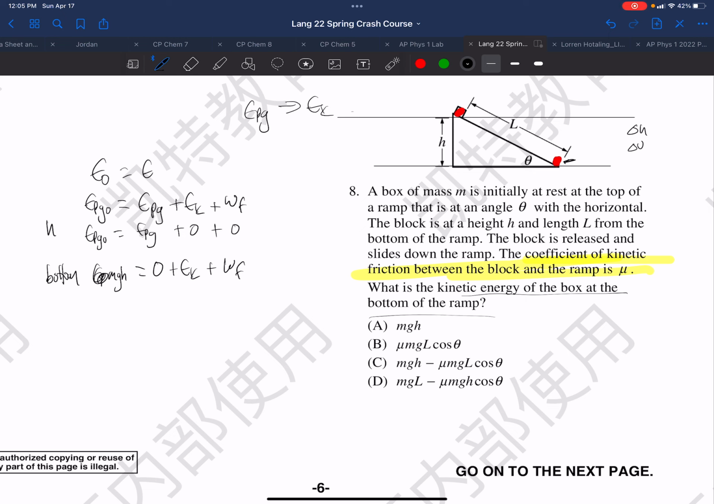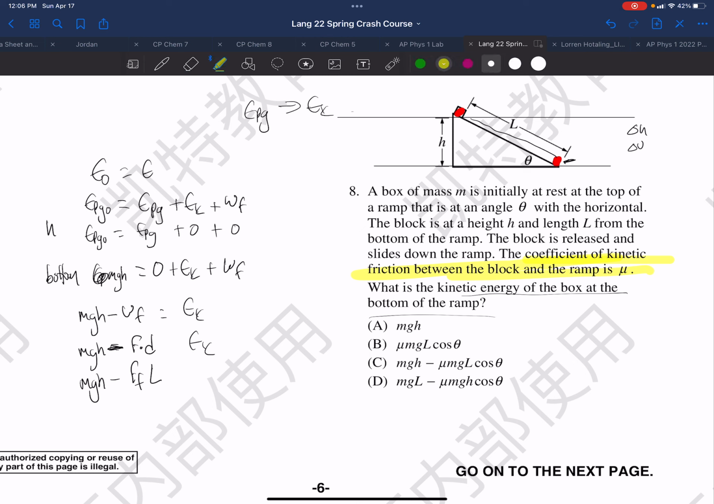Well, the kinetic energy at the bottom of the ramp is going to be the gravitational potential energy at the beginning minus the work done against friction. So that's mgh, and the work done against friction is going to be a force times a distance. And that distance is going to be L, because friction will be doing work against the object the entire time. So we're looking at some term that's going to look like mgh minus FL.